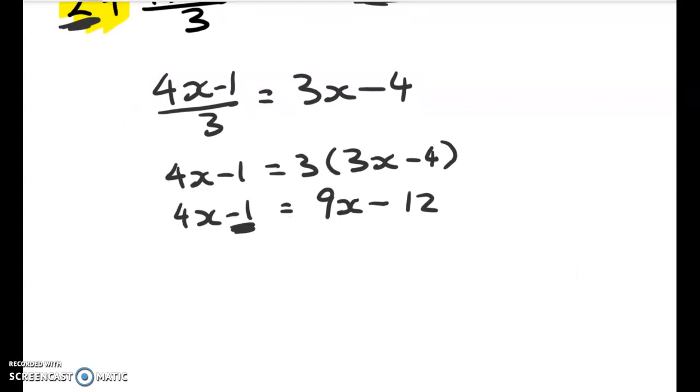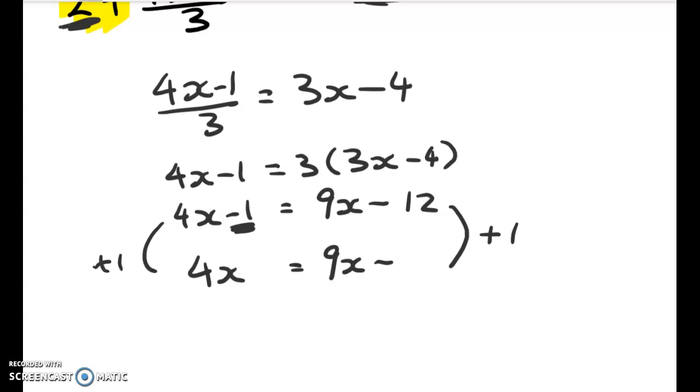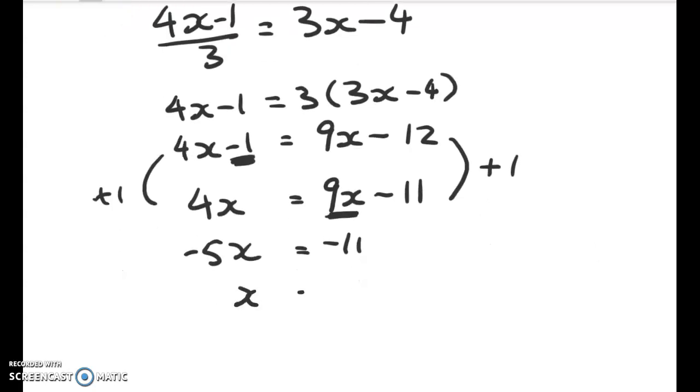Now you can look at which way you want to go here. I'm going to do this just by adding 1 to both sides. We'll get 4x equals 9x, and then minus 12 plus 1 is going to leave me with minus 11. Now I'm going to subtract the x off both sides, and I'll get negative 5x is equal to negative 11. And we end up with x is equal to 11 over 5, because a negative over a negative gives me a positive.